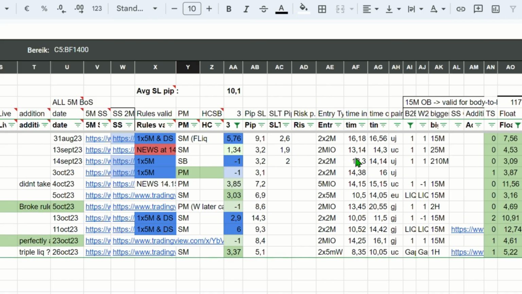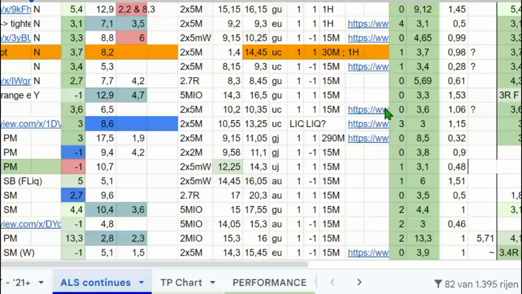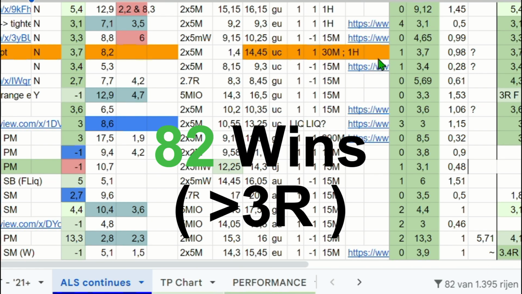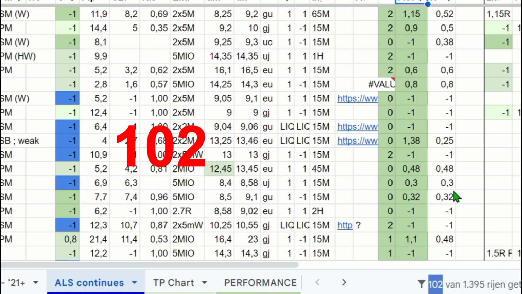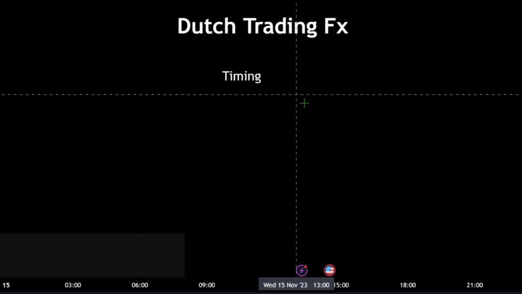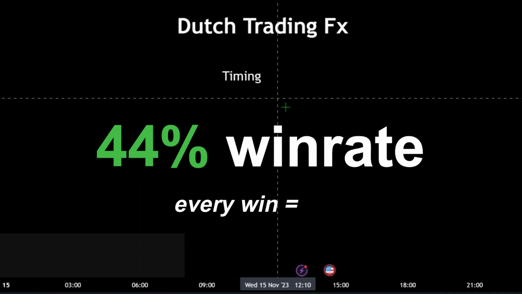So what is the win rate of this strategy? I will show you right now. So I've written down all the wins and losses in this spreadsheet. In total 82 wins that run more than a 3R and 102 losses. That comes down to a 44% win rate, for every win 3R, for every loss -1.